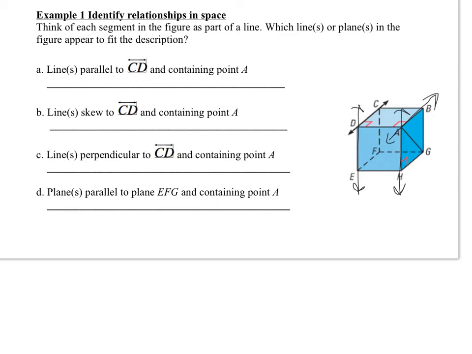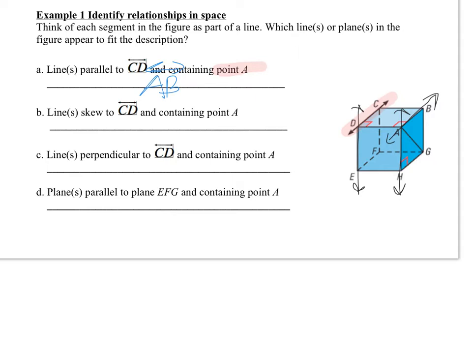So first thing I'm going to do is highlight CD. Okay, so CD is here. So what would be parallel to that? Parallel would be AB. And it says containing point A. So parallel and containing point A. We're looking at point A. The only thing parallel to that would be line AB.